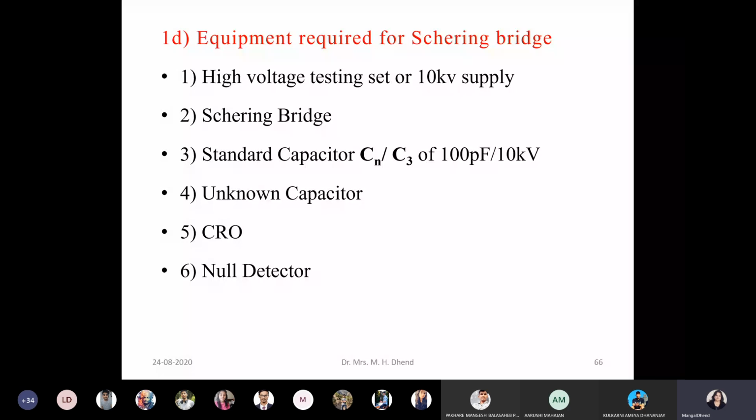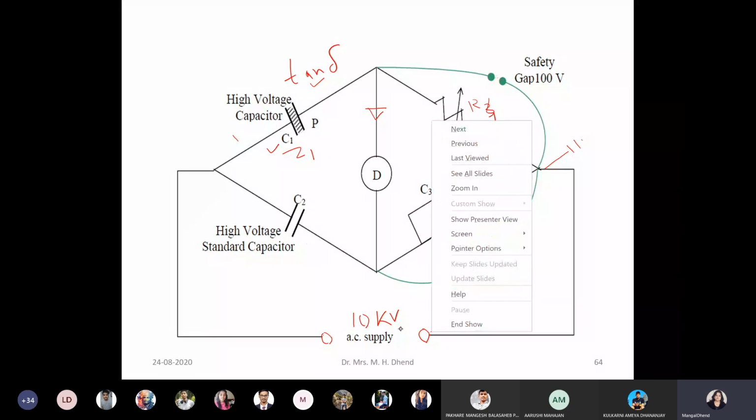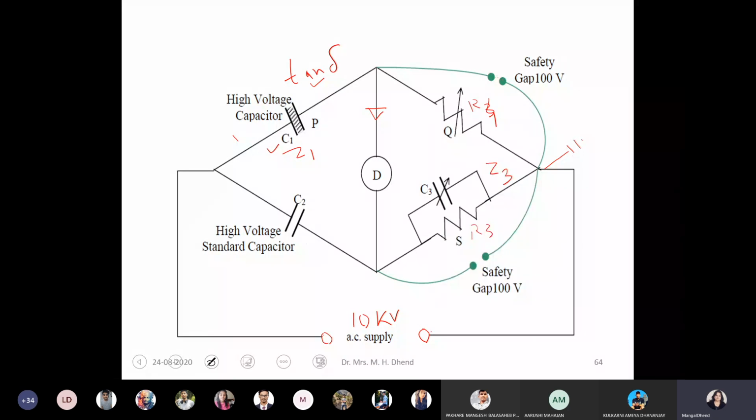So equipment required for the Schering bridge is a high voltage testing set. High voltage testing set means, here you can see, this is the bridge I have explained. You have to apply this high voltage. So again this will be the secondary side of the transformer as usual. You will connect a primary supply to the auto transformer, then the auto transformer secondary to the primary of the transformer, then the secondary of the transformer will be here.